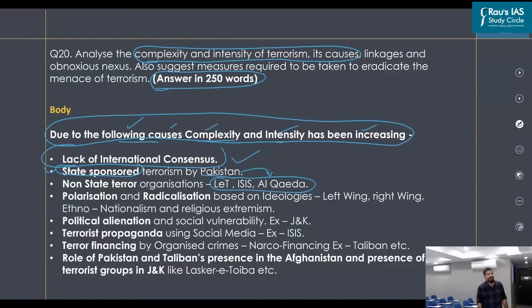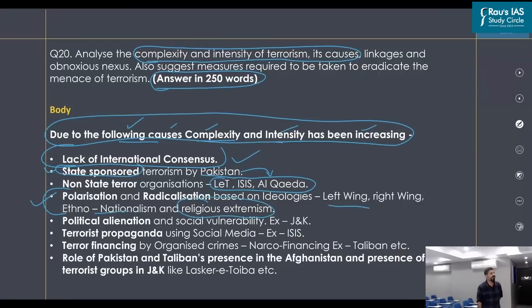Next is, if a society is polarized and radicalized, this society becomes vulnerable to the issue of terrorism. That we have seen already in the case of some Middle Eastern countries like Syria and Iraq, which became the epicenter of ISIS. That is why the next important cause which is making the problem complex and increasing the intensity is polarization and radicalization based on different ideologies, including left-wing, right-wing, ethno-nationalism, as well as religious extremism.